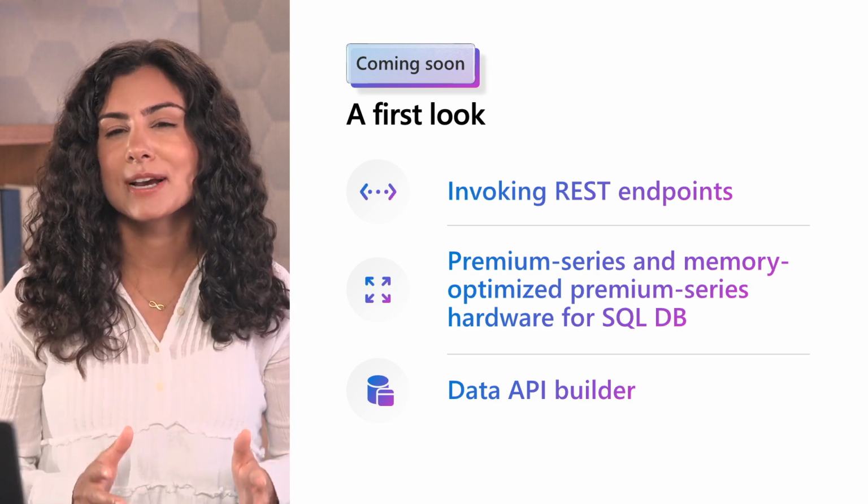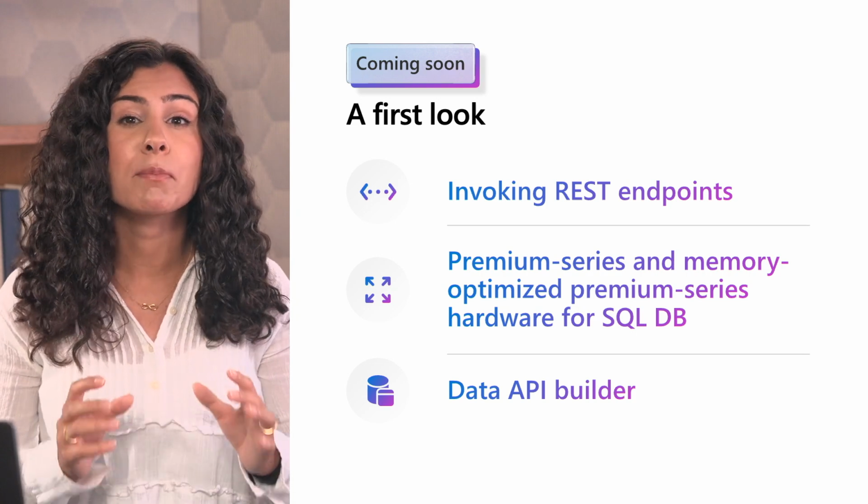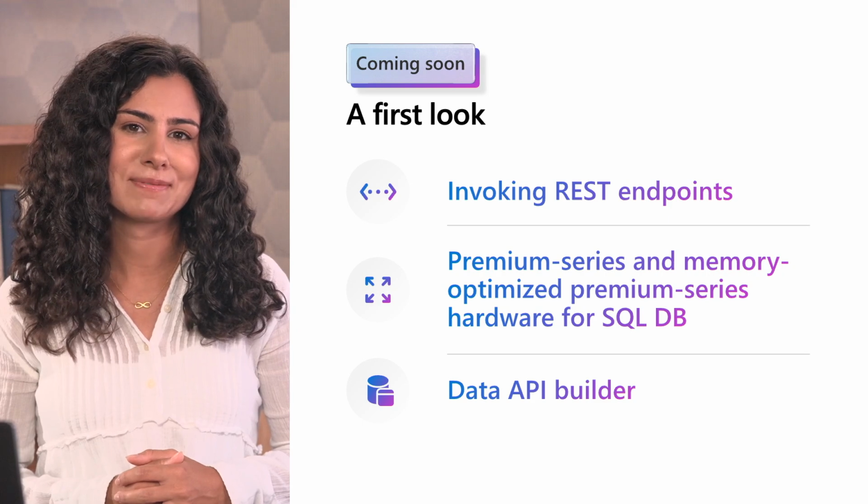Additionally, memory-optimized premium series hardware will deliver even more memory per vCore for your most memory-intensive SQL database hyperscale workloads.